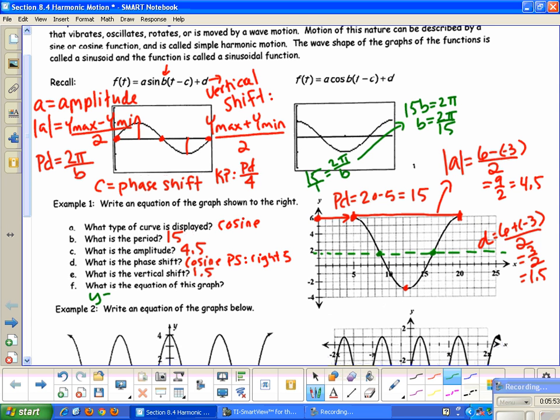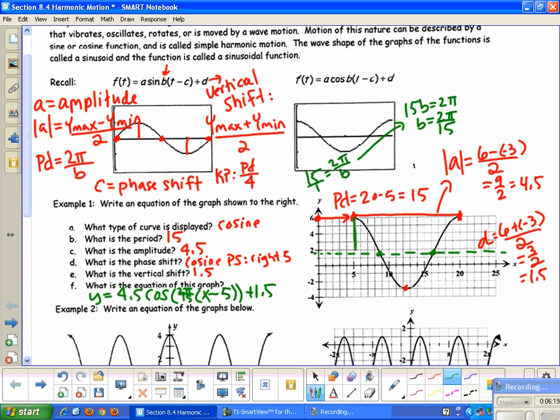So y is equal to my amplitude, which remember is this distance from here to here. And we said that we found it to be 4.5. So y equals 4.5 times the cosine of our b value, which is 2 pi over 15, times x minus our phase shift, which was 5, plus our vertical shift, 1.5.